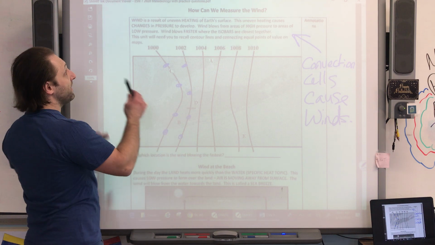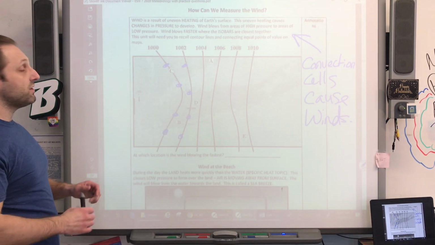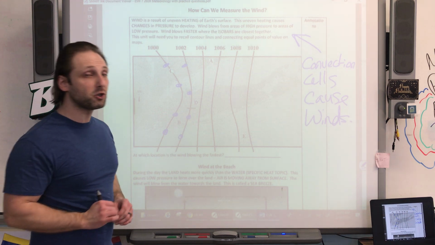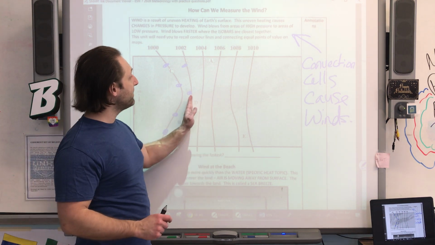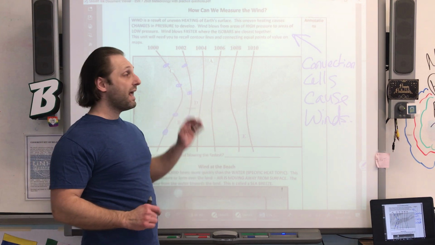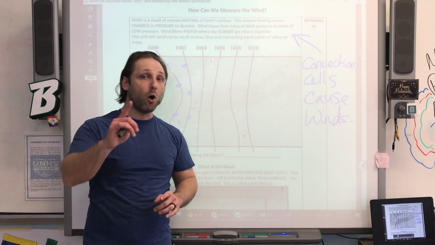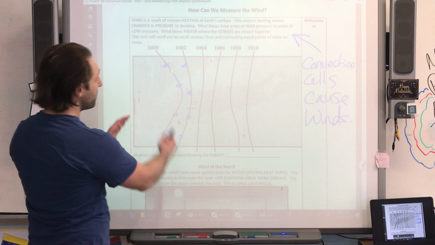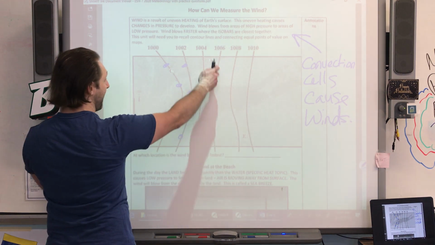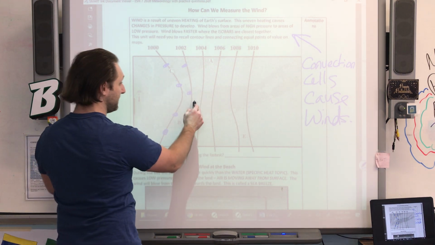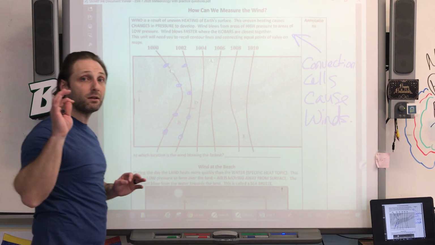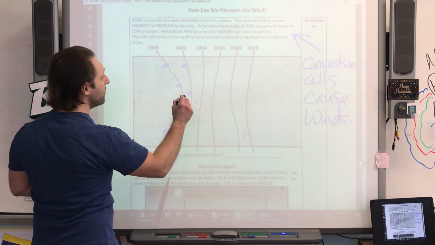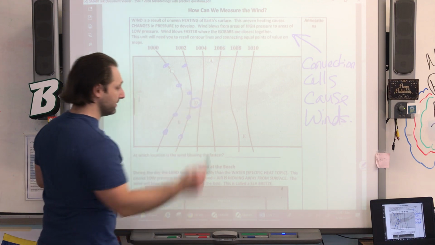All right, now, what I'd like to point out, though, is just like the steepest side of a hill, the steepest pressure gradient is where the lines are closest together. A steep pressure gradient also results in your fastest winds. So if we were to compare all the areas, A, B, C, D, and E, the location where all the lines are closest together would be D.